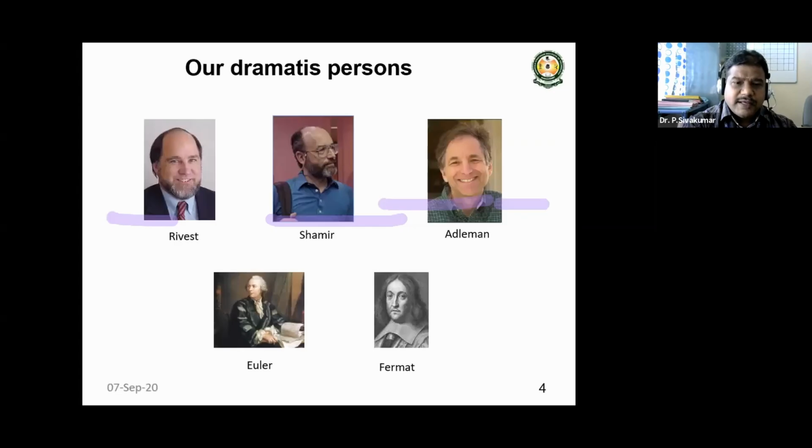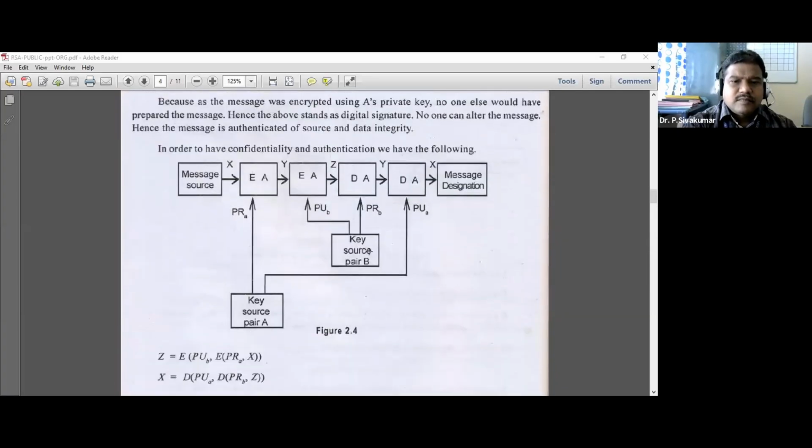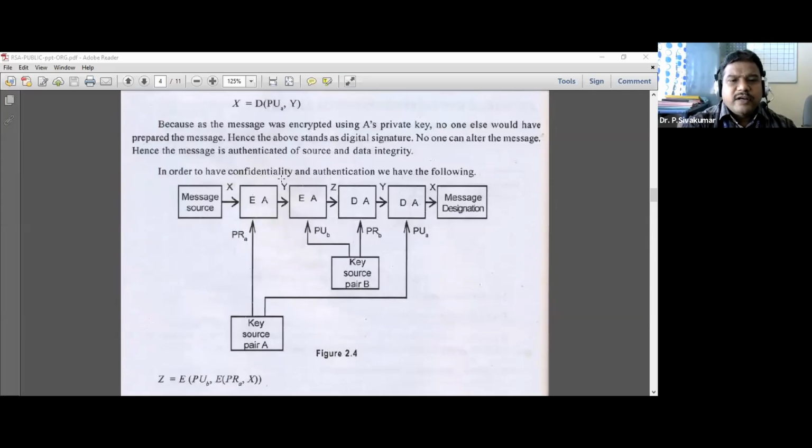Again, we can go for the diagram. Do you need the diagram? Okay, once again we can go to the concept. I can come to the RSA algorithm. So this is the diagram to provide confidentiality and authentication.